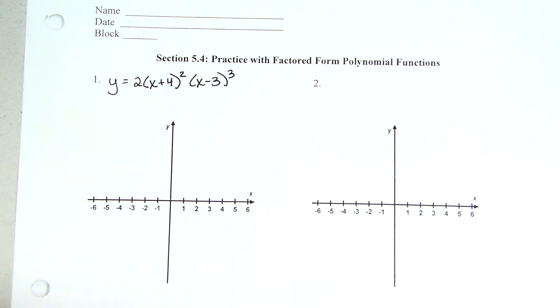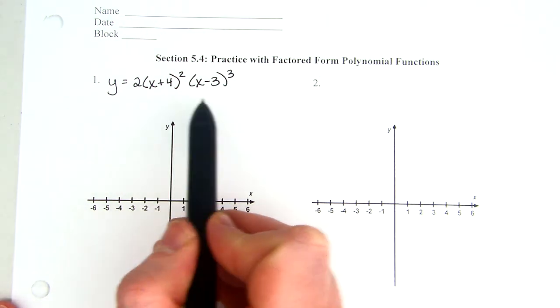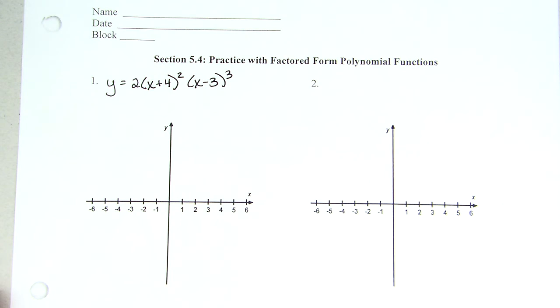First graph we're going to deal with is y equals 2 times (x plus 4) squared times (x minus 3) cubed. I would like you to find the roots with their multiplicities, the leading term, and the end behavior, and then stop.